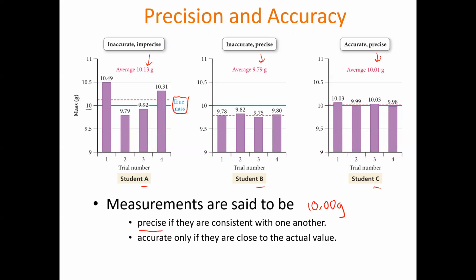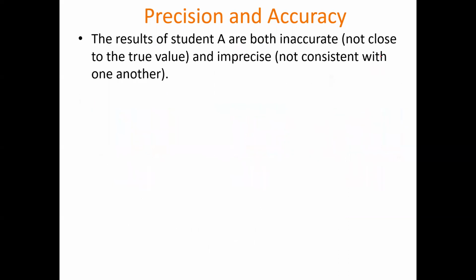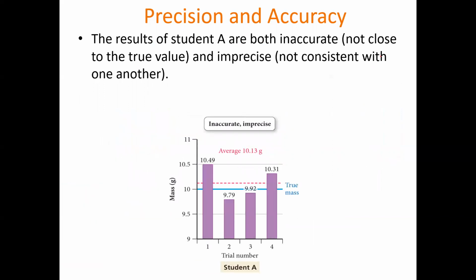Now, I want to further analyze each of the students A, B, and C, to help us understand precision and accuracy. If we look at student A, they're all over the place, right? There's no consistency and they're never hitting the target. The true mass of 10.00 has not been hit at all. So this student is considered inaccurate and imprecise.